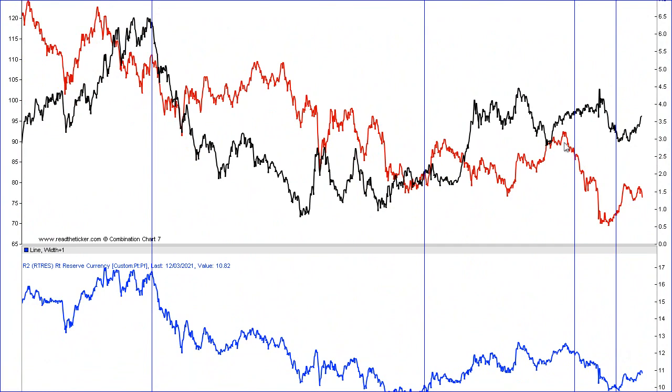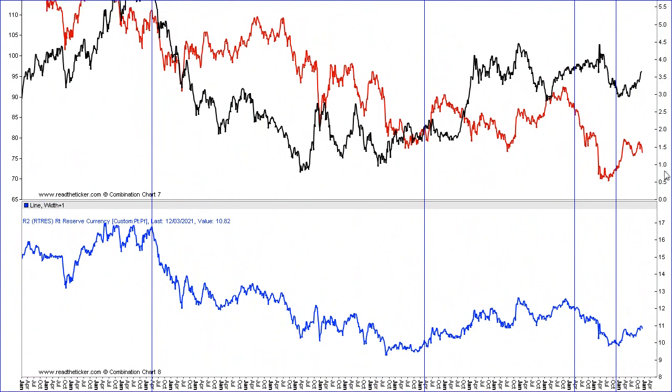Now looking forward, the Fed comes out and says inflation is now structural, which implies that it might be going on for a little bit longer.